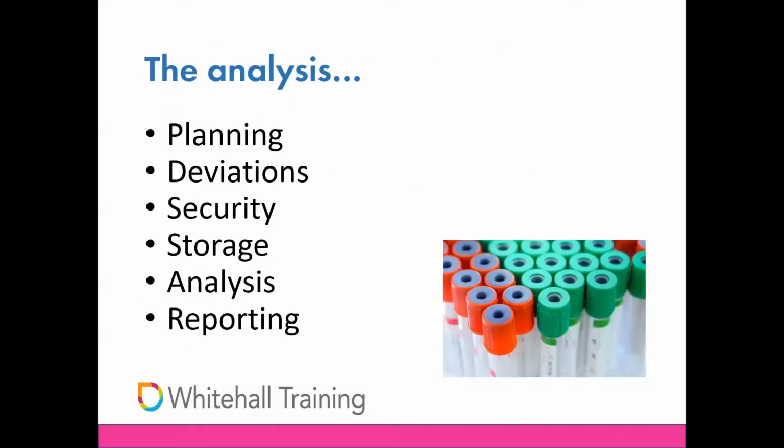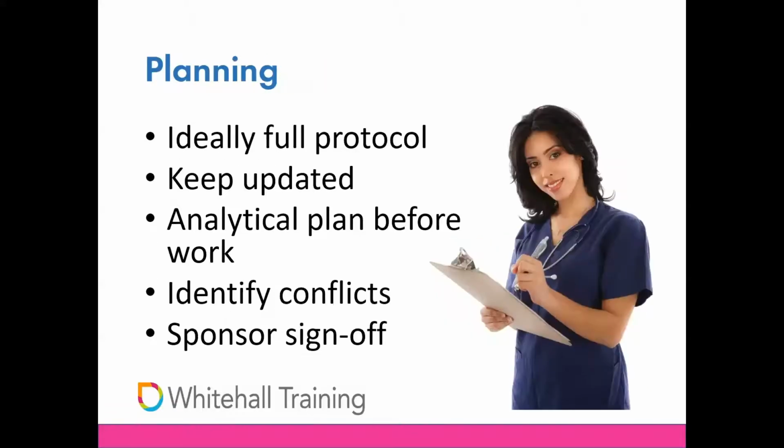Now, the analysis. I'm splitting the analysis into the planning stage, what you do if there's deviations, security, storage, analysis, and reporting. So first of all, the planning stage. It's preferable for a lab to base all of its work on the full clinical trial protocol and any amendments. If this isn't possible, as a minimum, the lab needs to have access to the sections of the protocol that are relevant to the work they're going to be carrying out. This is an absolute must.